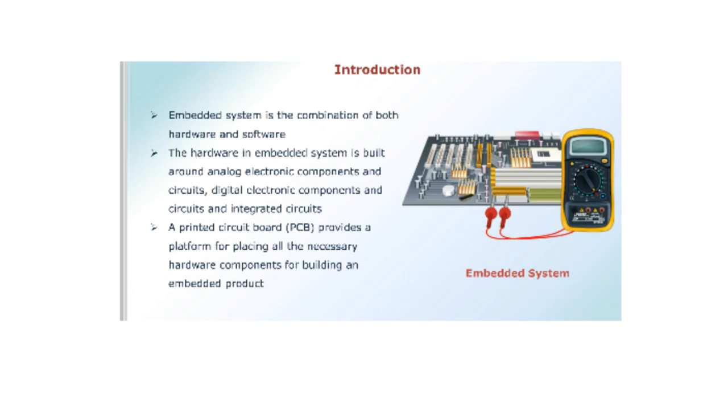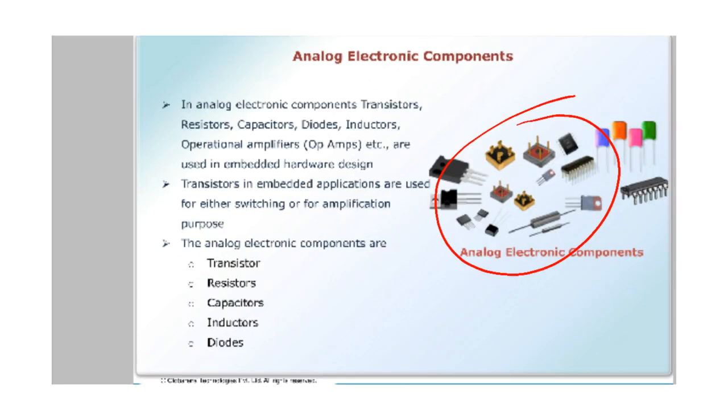The second unit of the introduction to embedded hardware is embedded hardware, which is designed based on both hardware and software, on integrated circuits and PCB boards. By using the necessary components built on the PCB board, we can get the embedded product. We have different electronic components, that is, analog electronic components: transistors, resistors, capacitors, inductors, diodes, relays, switches, LEDs, and timers.